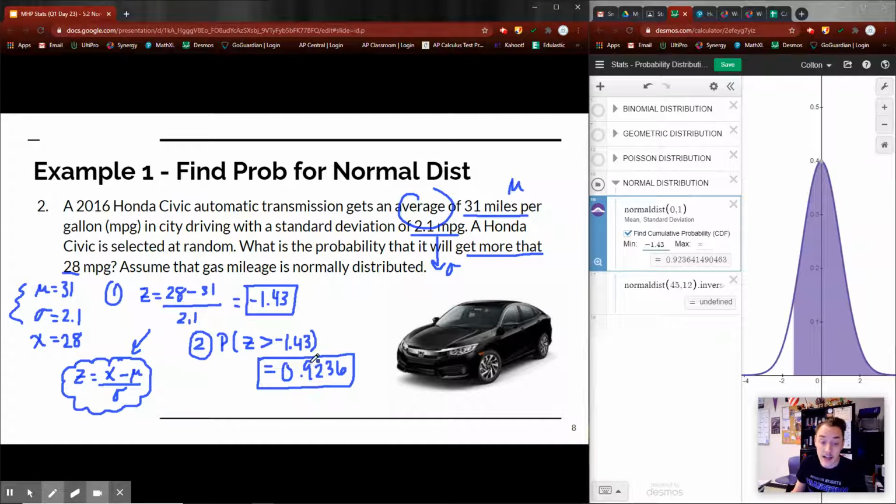What does this mean? This means the probability of getting more than 28 miles per gallon is roughly 92%. That's very high, which means I will more than likely always get more than 28 miles per gallon when driving my car, which I do, which is great. Okay, so that's awesome. Now let's erase this.